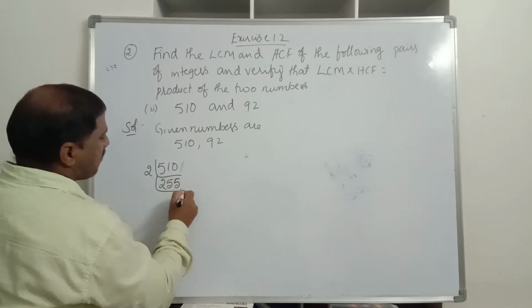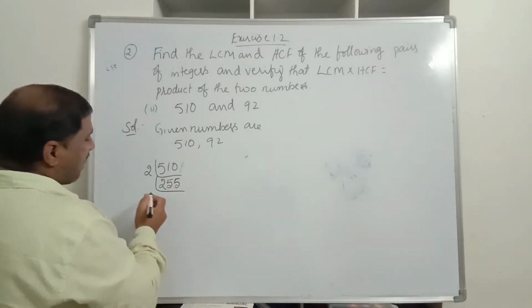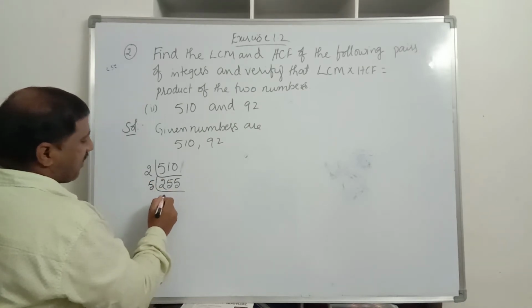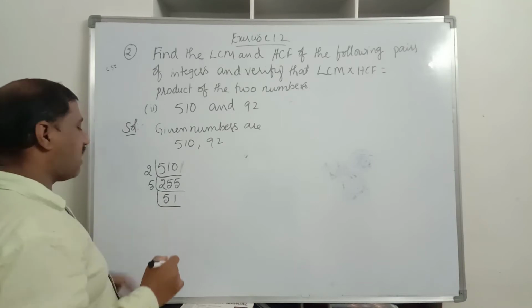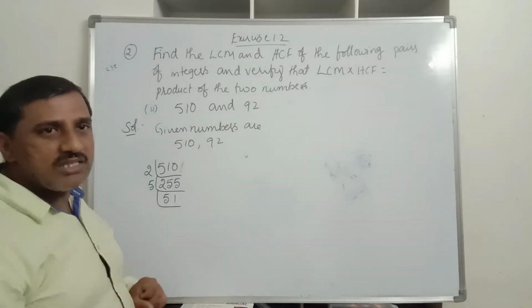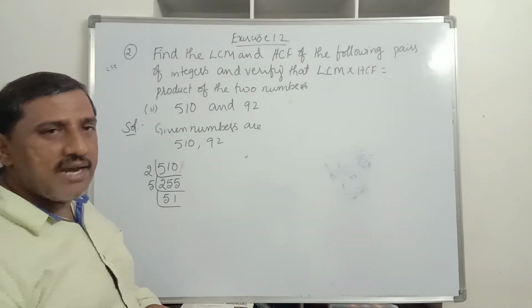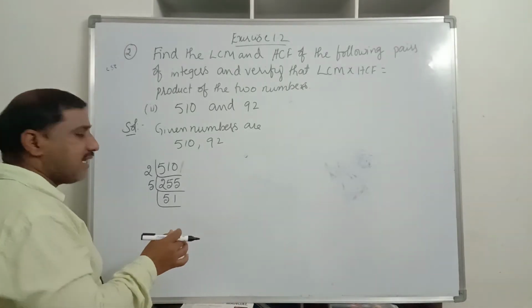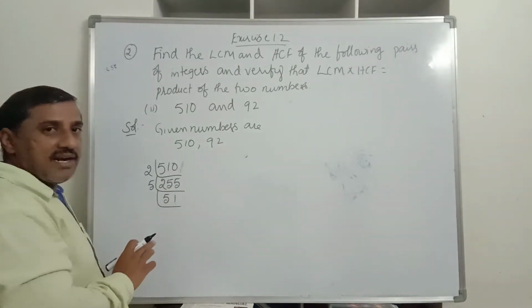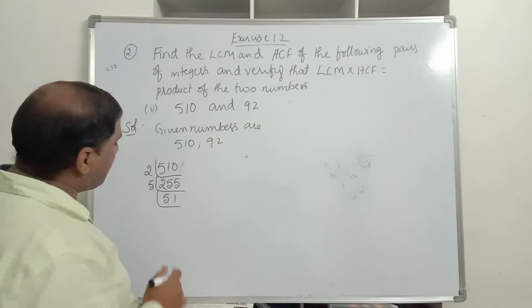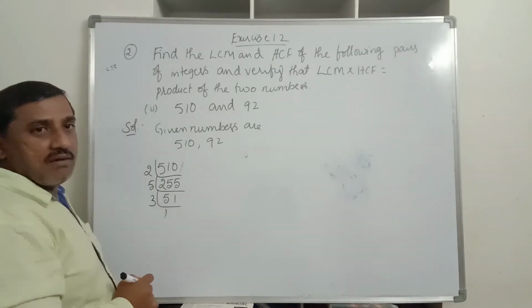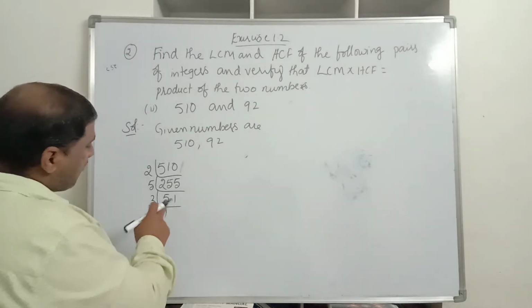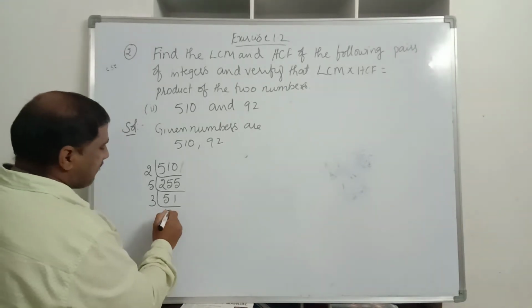Again, the units place has 5, so it is divisible by 5. Divide by 5. 5 5s are 25, 5 1s are 5. We got 51. The units place is 1, so it is not divisible by 2 and not divisible by 5. Check whether it is divisible by 3. 5 plus 1 is 6, and 6 is a multiple of 3, therefore it is divisible by 3. So divide by 3. 3 1s are 3, 5 minus 3 is 2. Bring down 1, 21. 3 7s are 21.